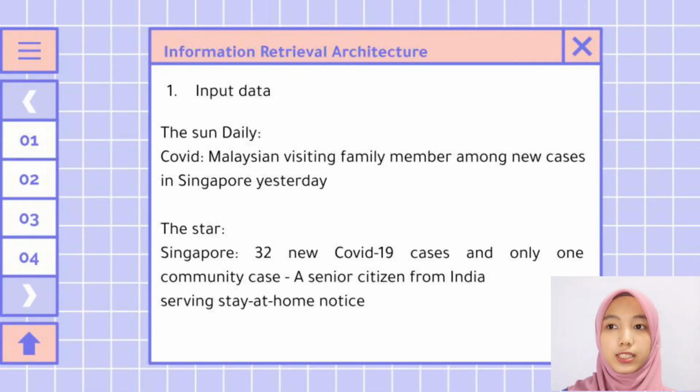For the methodology, as you can see in the slide, we take the data from the Sun Daily newspaper and the Star newspaper. For the Sun Daily newspaper: COVID, Malaysia visiting family member among new cases in Singapore yesterday. And the data for the Star newspaper: Singapore, 30 new COVID-19 cases and only one community case. A senior citizen from India serving stay-at-home notice.